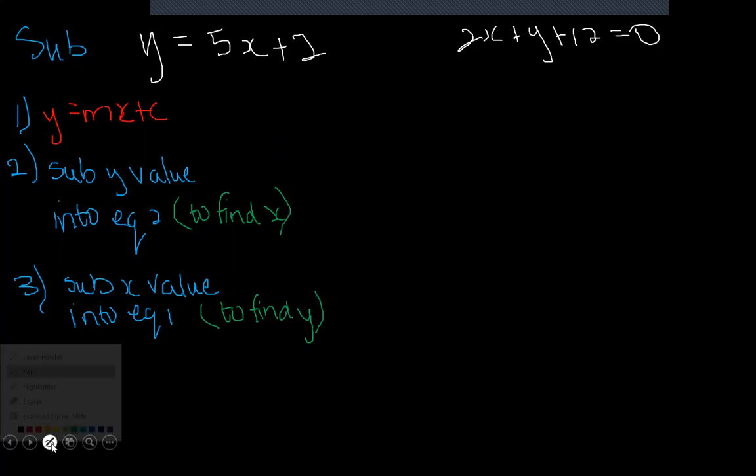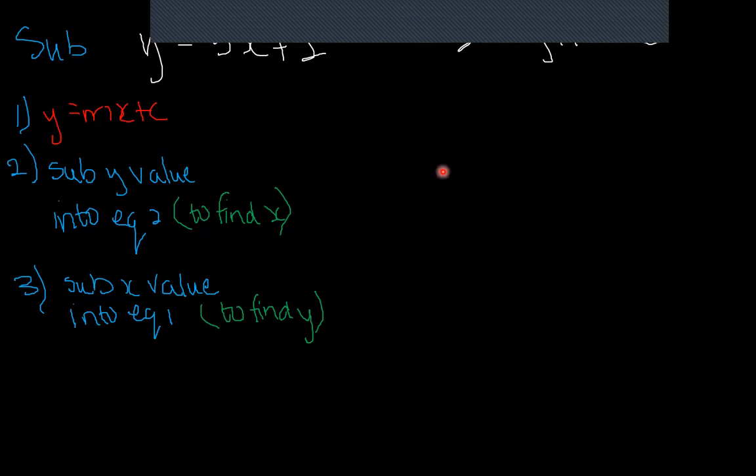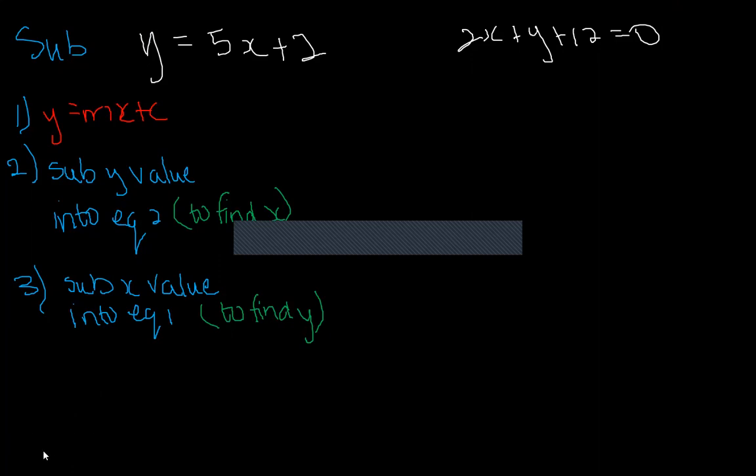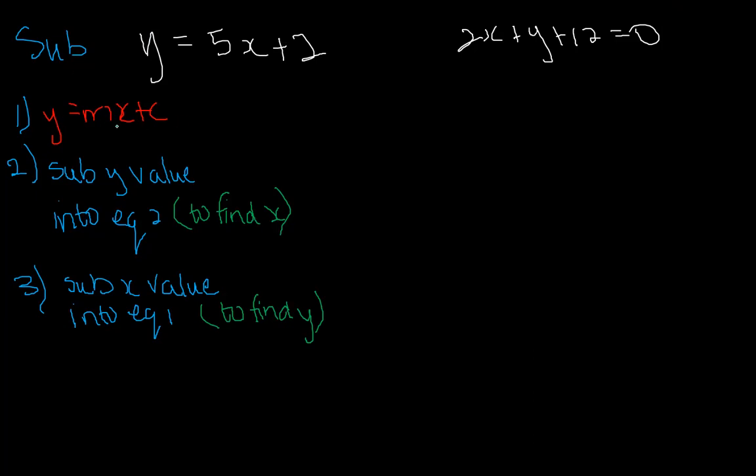So the first thing we want to do, we want to choose one of these equations. We have one equation here and another equation here. Choosing one of them to put in the form y is equal to mx plus c. That's what this first step means. But if you look carefully, this equation right here is already in the form y is equal to mx plus c. So that step is finished.